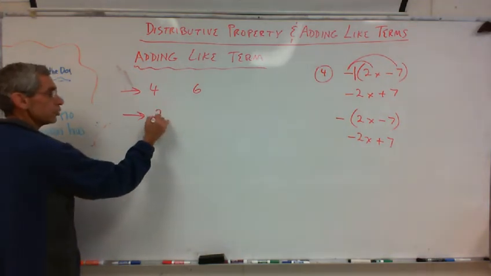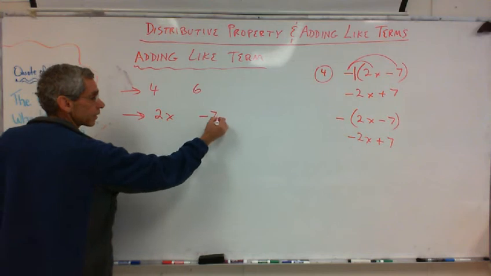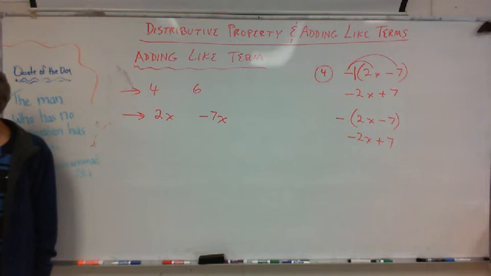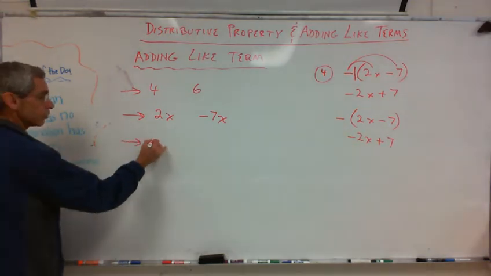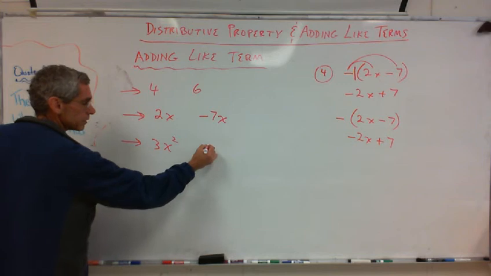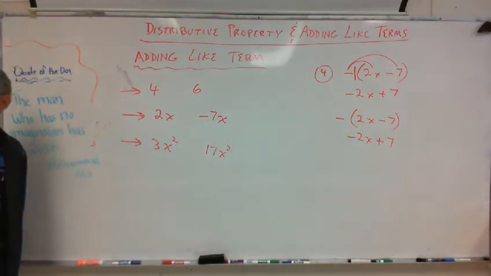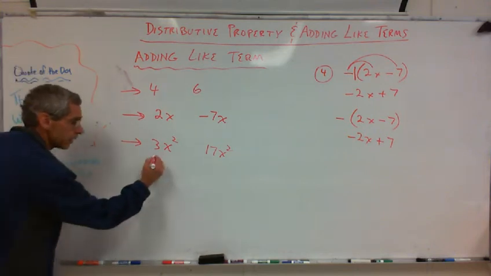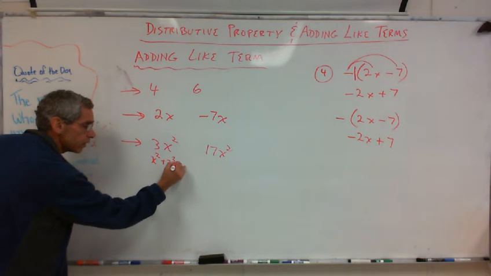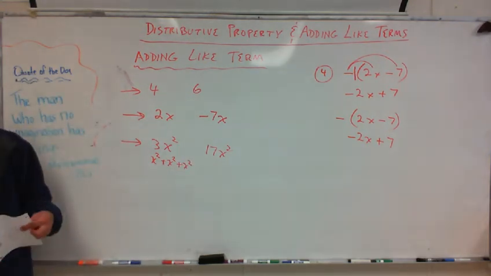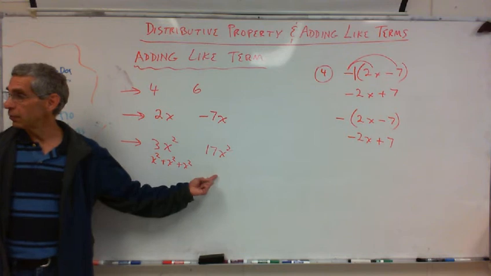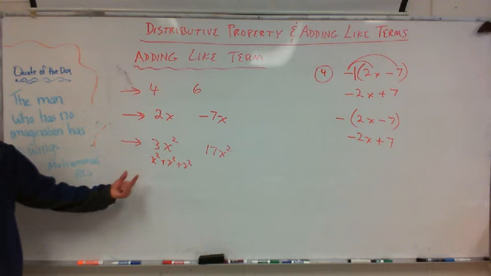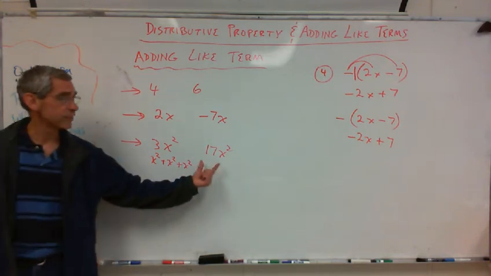Here's another set of like terms: 2x and negative 7x. They both end in x, therefore they are alike. Another example: 3x squared and 17x squared. Those are like terms. 3x squared means I have x squared plus x squared plus x squared, 3 of them. And 17x squared says I have 17 of them, x squared added 17 times. So there's 3 of them here, and 17 of them here.